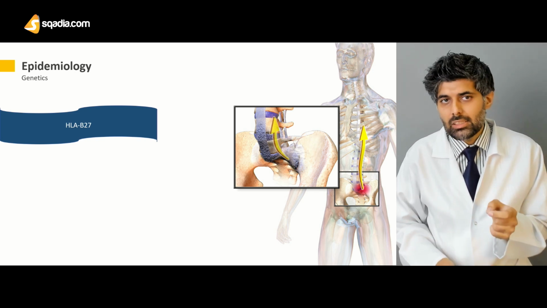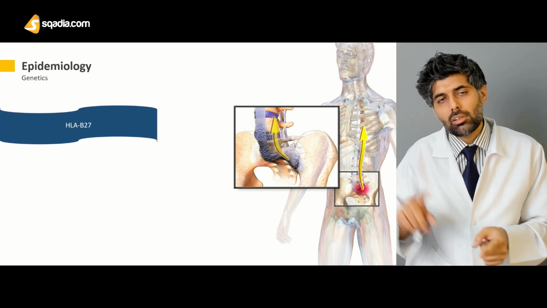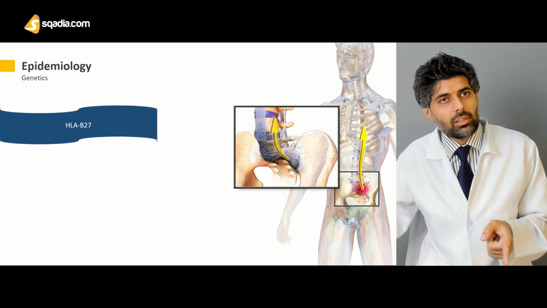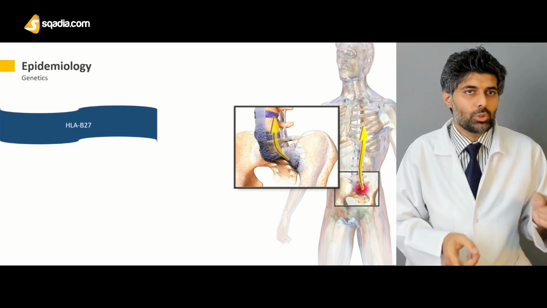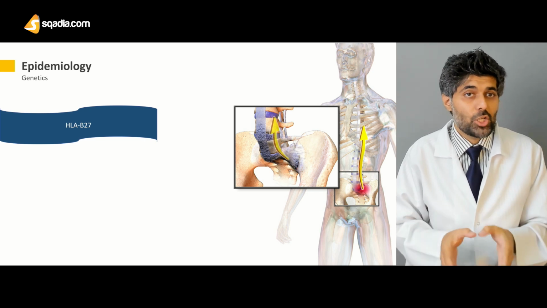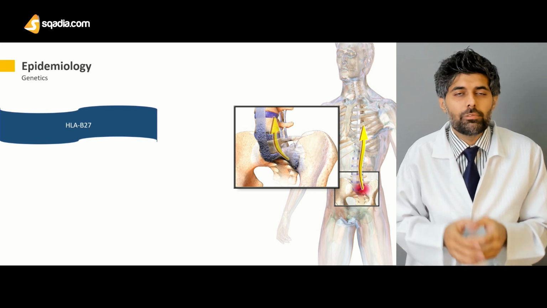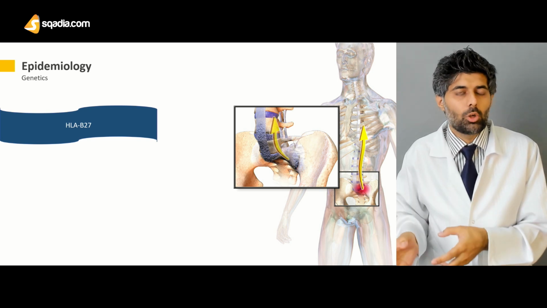It is this protein, the HLA-B27, and the corresponding gene that translates into this protein, that is of much importance. Now, let's take an example of white males in Northern America.